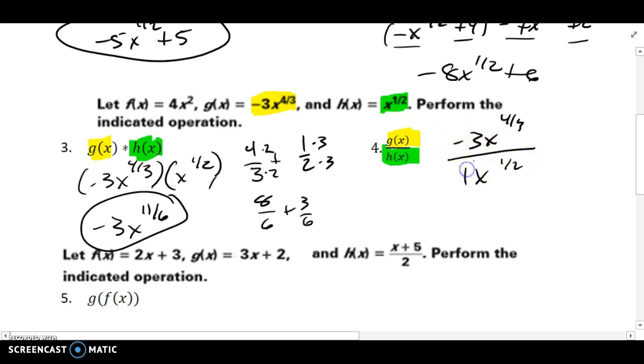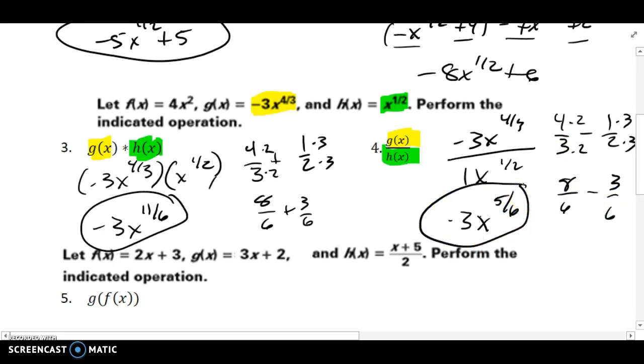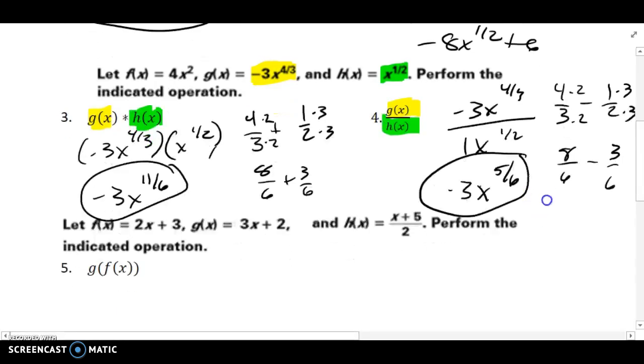Now there is a 1 here, so when we divide the numbers, we're going to get negative 3. We'll still have an x, but we have 4/3 minus 1/2. Again, we have to make common denominators, so we get 8 over 6 minus 3 over 6. So we're left with 5 over 6. That makes sense, hopefully. Makes sense to me. Alright, so we're just combining functions. So rather than writing out the equation every time, we can write out the names and it's a little quicker.